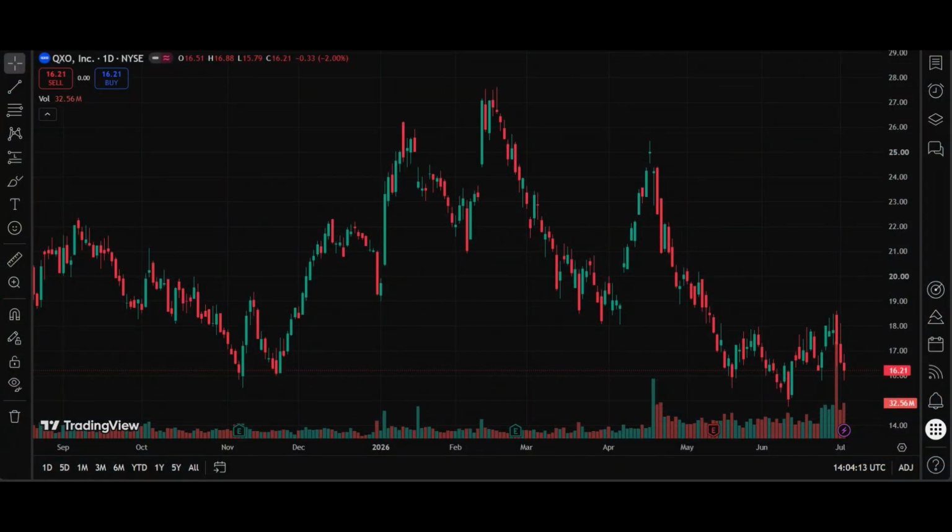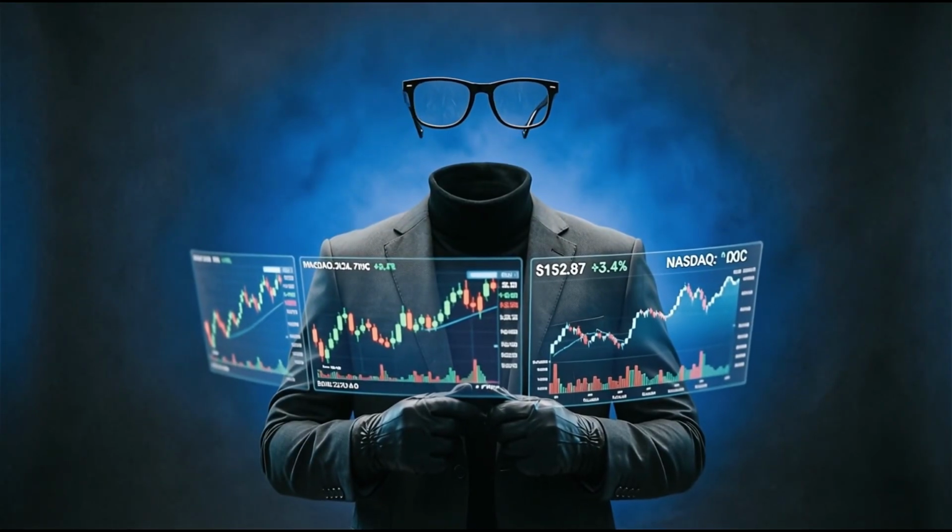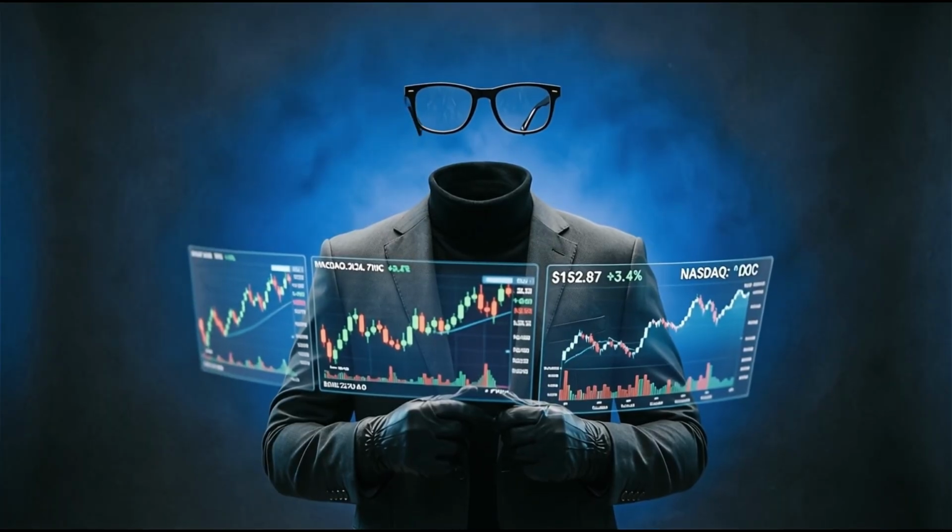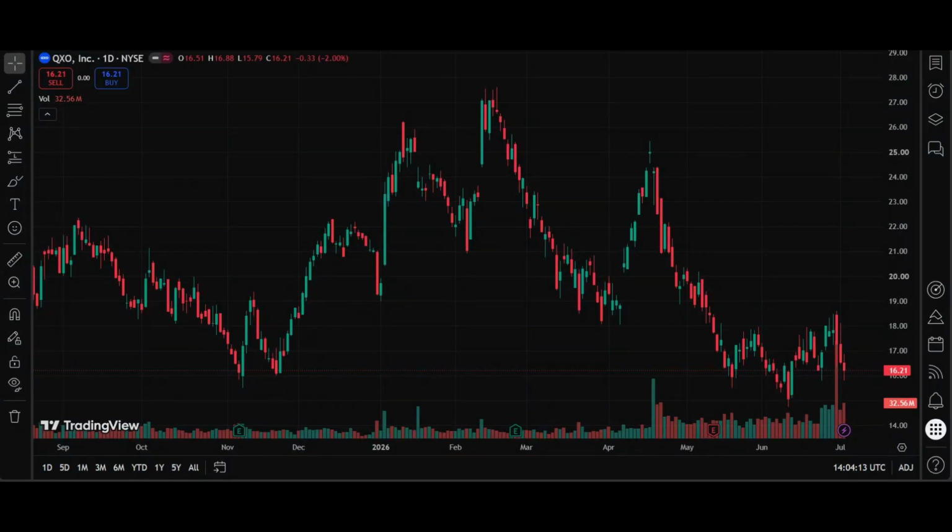Alright, let's get into levels. QXO is trading at 16.21 right now. That is down about 2% on the day on volume of 32.56 million shares. That volume is worth noting. It's elevated compared to the recent daily average. Let's zoom out to the daily time frame and map out the structure here.